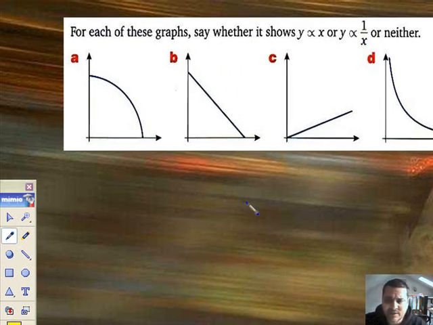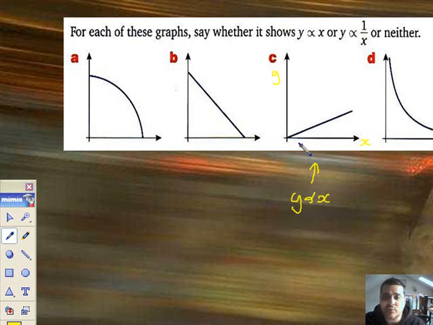For each of these graphs, say whether it shows a direct proportion or an inverse proportion, or neither. Let's just do the obvious ones. Here, it's definitely a direct proportion. That's y and that's x, so y is directly proportional to x, passing through 0, 0 as well.